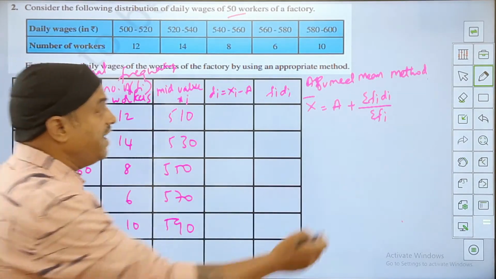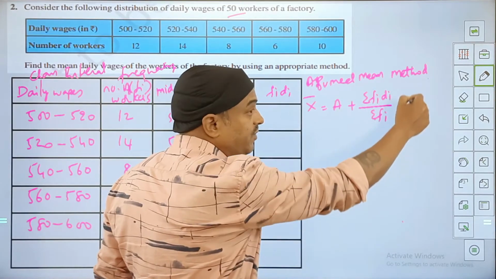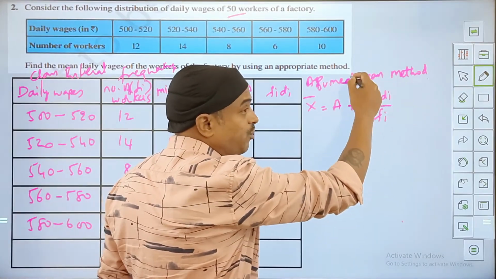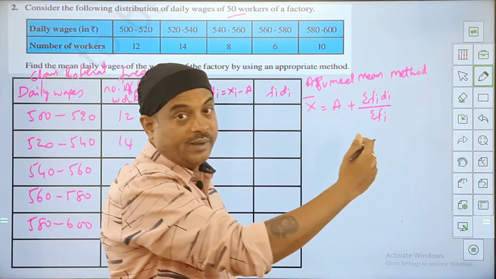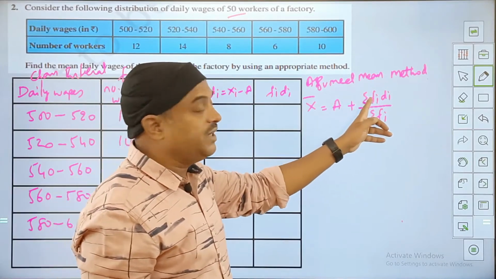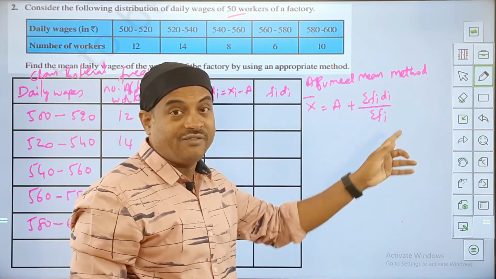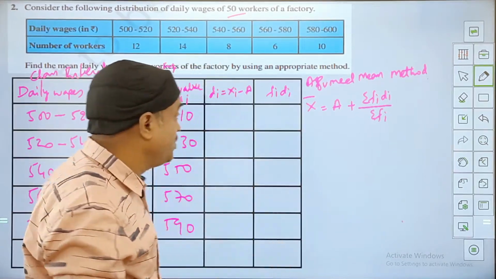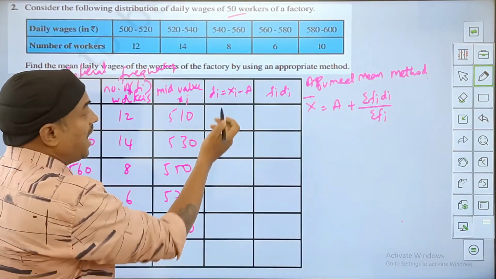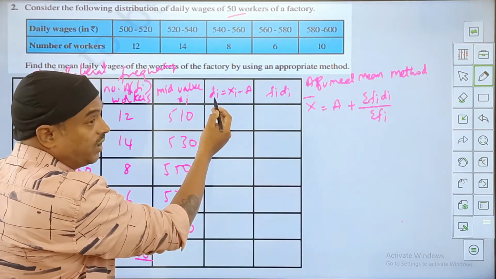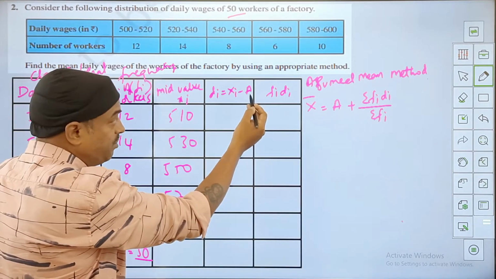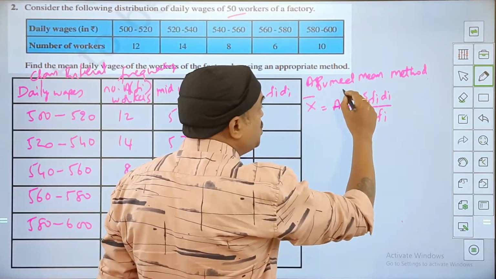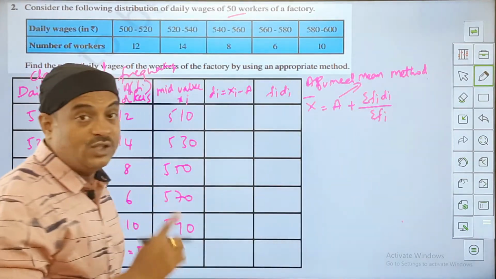You see, every value of this formula we need to find out. Remember, this formula is very important. We need to know the values of them. What is A, what is summation Fi di, what is summation F. Based on that only the number of columns will be decided. If you observe the table, first I have to find di values, that is called deviation with respect to assumed mean. A is called assumed mean here. This is A, assumed mean.